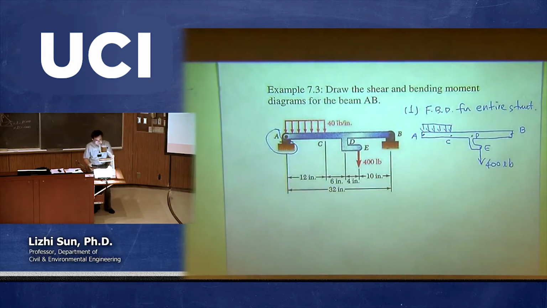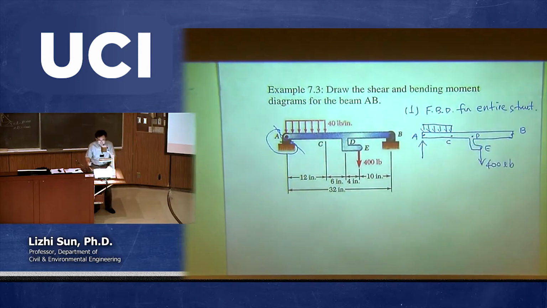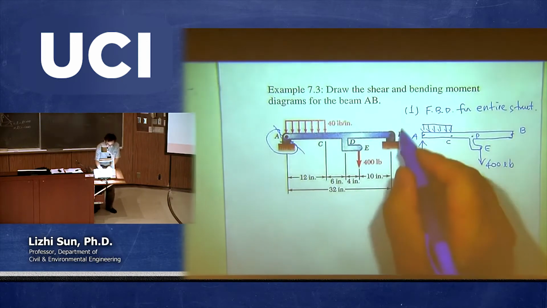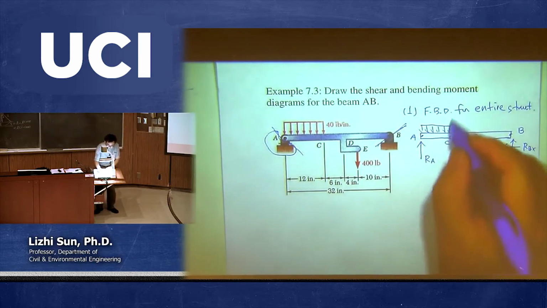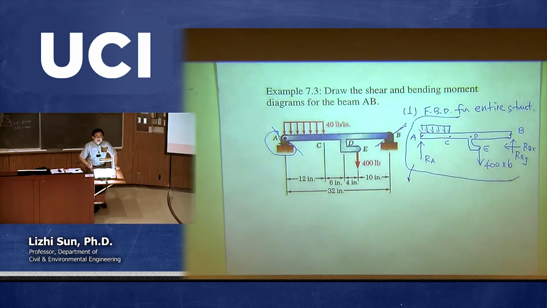Point A is a roller, so we cut here to separate the rigid body from the support. Then correspondingly, we need to give a reaction. Let's call it RA. At point B is a pin support, so when we cut this one, correspondingly we need to give two reactions. Let's call them RBY and RBX. Okay? So with this given free body diagram, we should be able to write down three equilibrium equations.